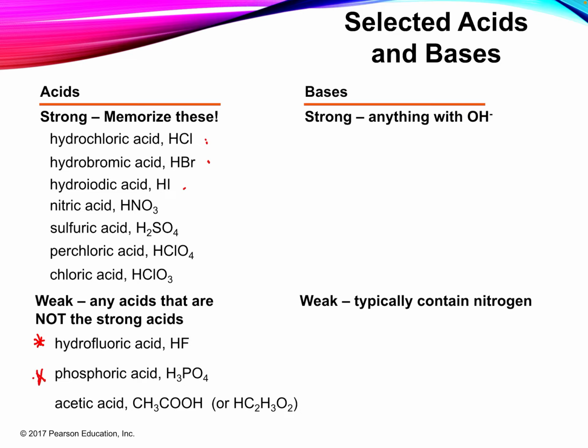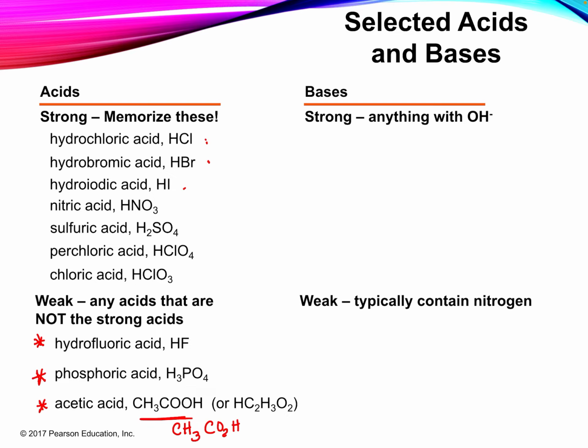And then phosphoric acid, people get that one mixed up too. I don't really know why. That is a weak acid, and so is acetic acid. We'll use acetic acid a lot. And I want to point out there are 2 different ways, well, and there's another one. You could also write it as CH3CO2H. Lots of different ways to write acetic acid. They're all acetic acid, and it is always a weak acid.